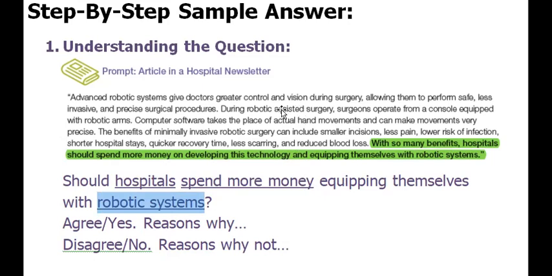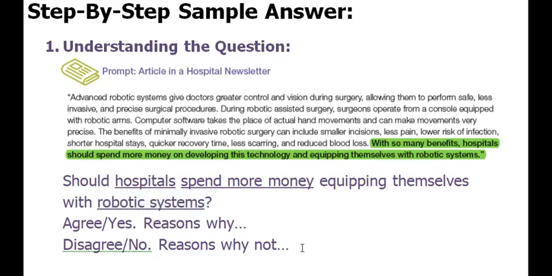And if you look at these sentences before, they actually give you a lot of details that you could use in your response as well, or main points. So keep an eye on that. It's not just blabber, right? It's useful information that you can use in your letter. So why should they spend more money on robotic systems? Less scarring, shorter hospital stay, less pain, smaller incisions, lower risk of infection, reduced blood loss, right? So many ideas already in this prompt.